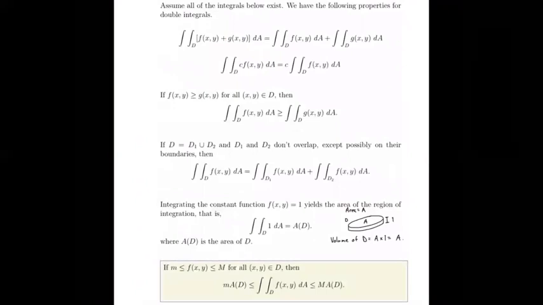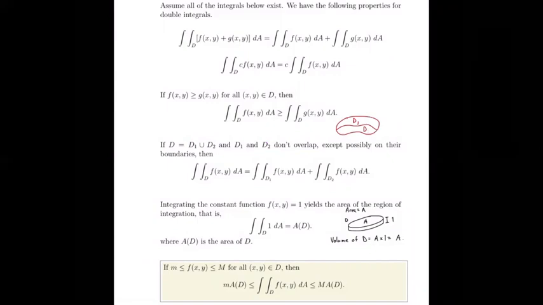Another one: if D is equal to D1 union D2, it's comprised of two different regions, D1 and D2, and D1 and D2 have no overlap. A picture would look something like this maybe. We'll draw a region in red here, and say D1 is this upper region, D2 is the lower region. They have no overlap. They're not crossing each other over. Then we could split the integral along those regions, if that's necessary, then we'll certainly do that.